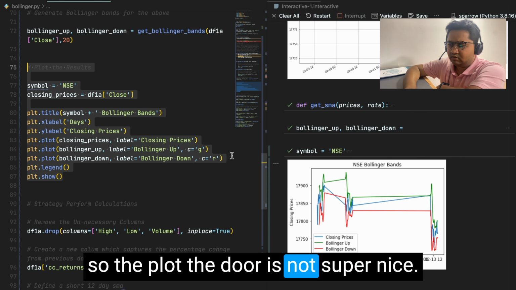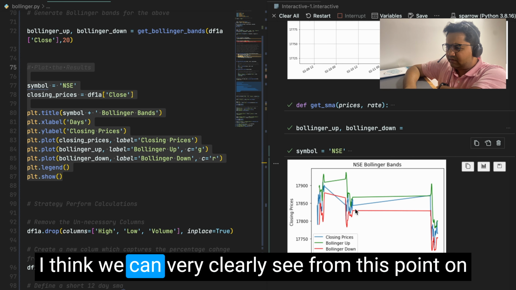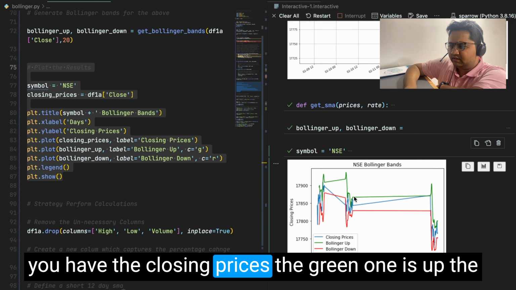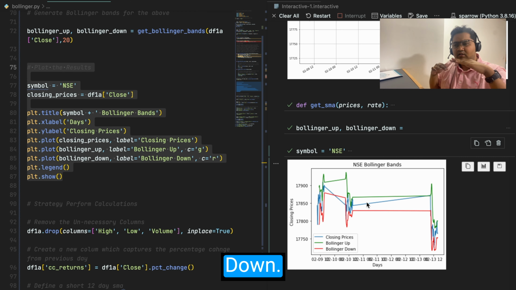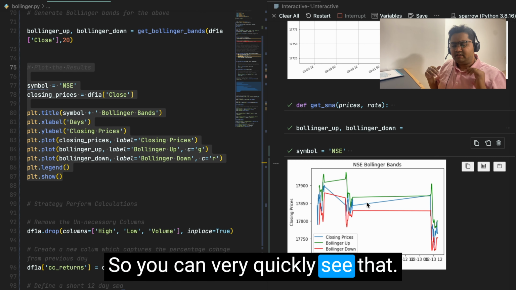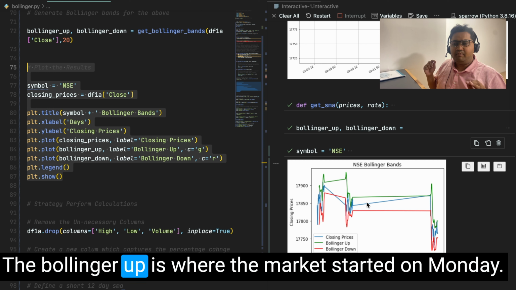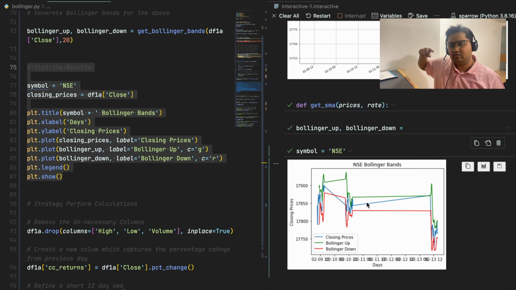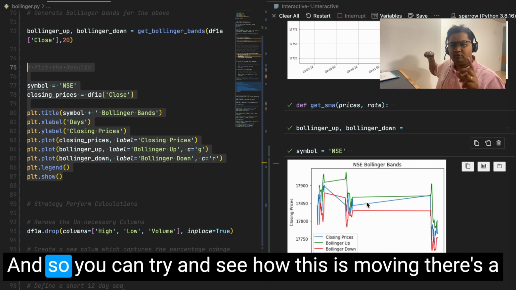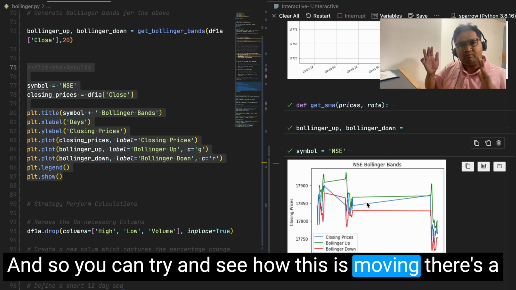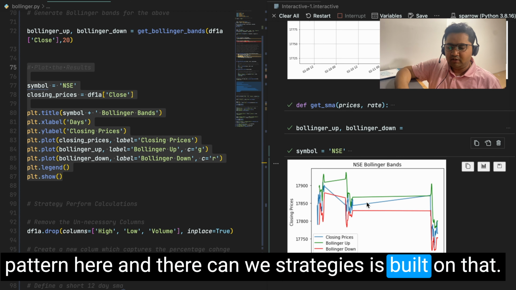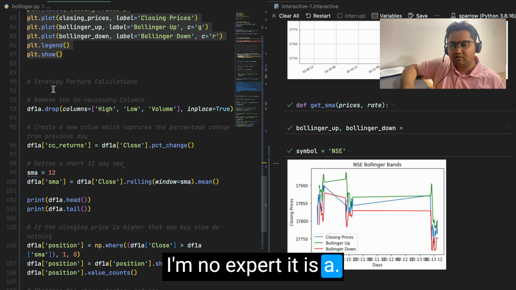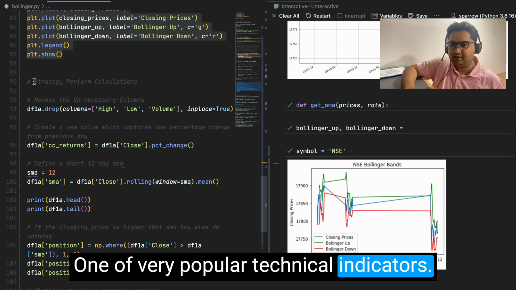The plot though is not super nice. I think we can very clearly see from this point on, you have the closing prices. The green one is up, the blue is the closing prices, and the red one is the down. So you can very quickly see where the Bollinger up is, and you can try and see how this is moving. There's a pattern here, and there can be strategies built on that. I'm no expert. It is one of the very popular technical indicators.